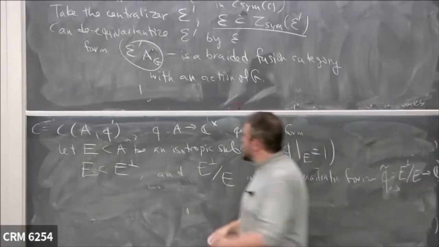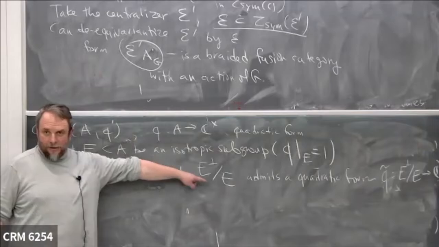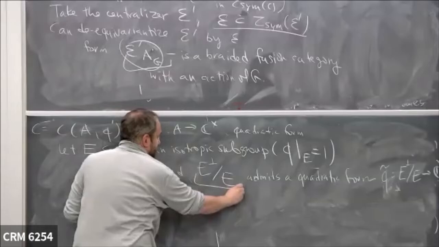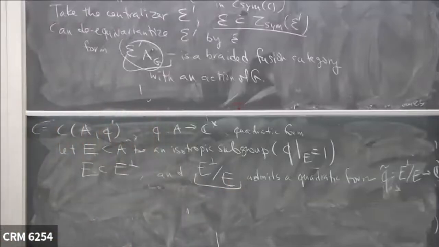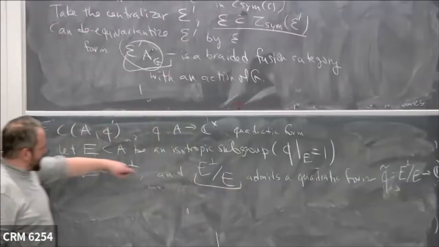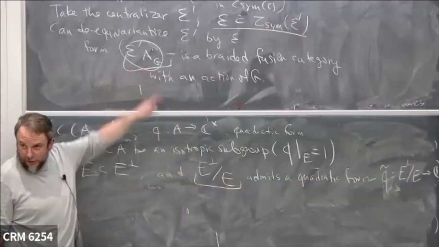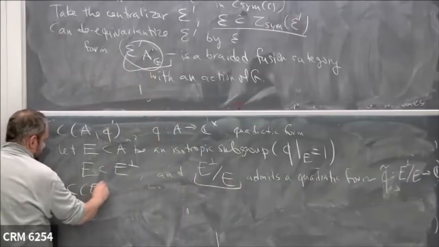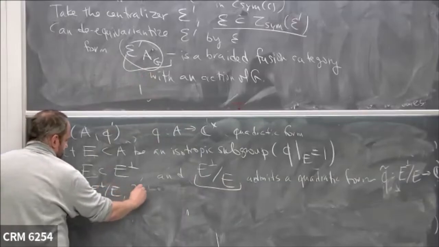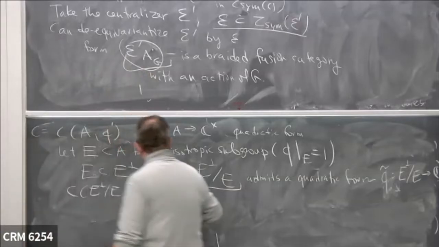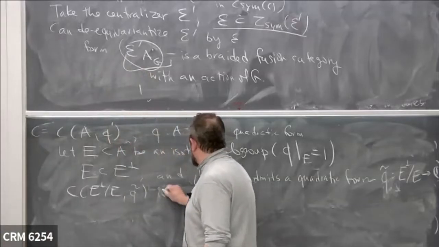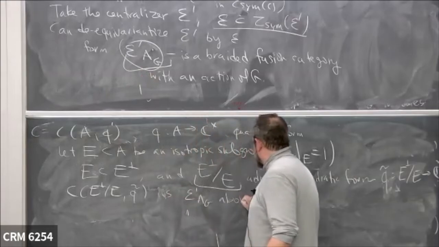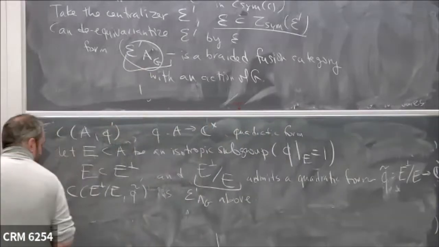Okay. So now you should see how this construction is parallel, right? The equivalentization that we formed, with this ugly notation here, is this thing. So this is the essence of it. Once you start thinking about it in this way, all that you do seems very natural. So I put it like this: C(E orthogonal by E, Q tilde) is like this E prime sub AG above. So it would correspond to this.